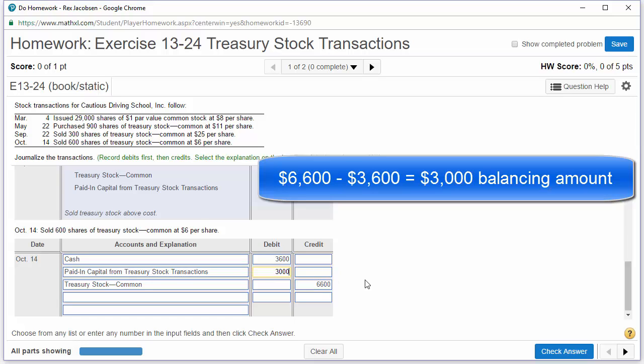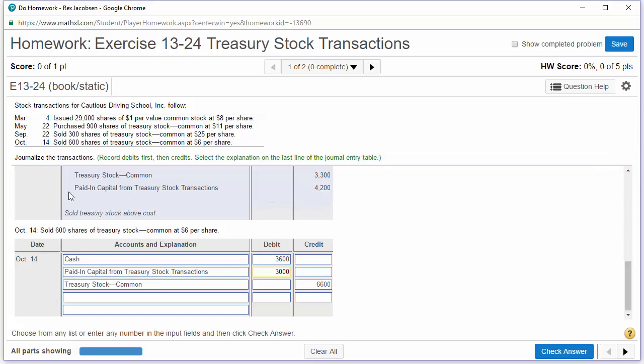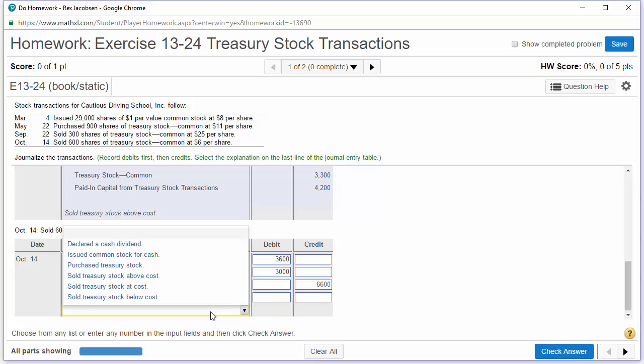Now, the one thing you have to be careful of is make sure that this paid-in capital from Treasury stock transactions account, which is the same as this one right here, is not negative. In other words, it cannot have a debit balance. And so we're okay. 4,200 minus 3,000 still gives it a credit balance. Remember, because it's paid-in capital, that means it is an equity account, and its plus sign is on the right side. So we're okay. This time we sold Treasury stock below cost.